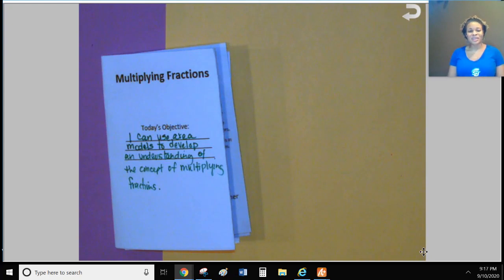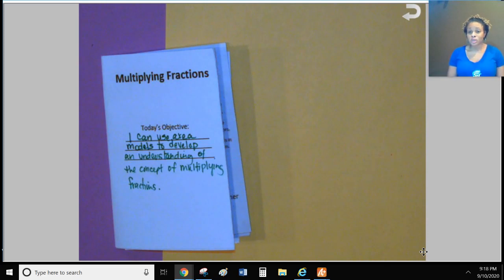Today we're going to be looking at multiplying fractions. Our objective for the day is I can use area models to develop an understanding of the concept of multiplying fractions. We've seen area models before. We call it the box method when we're multiplying whole numbers or multiplying decimals, but it's the same concept of how you're boxing it in and making specific areas for your quantities.